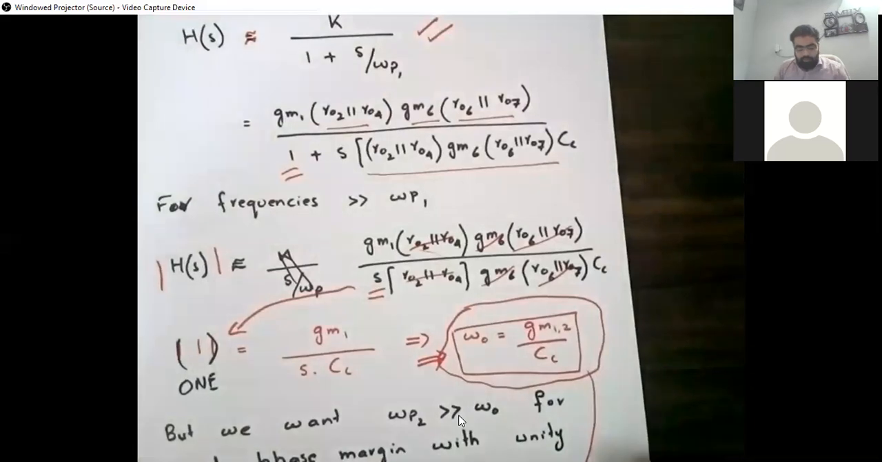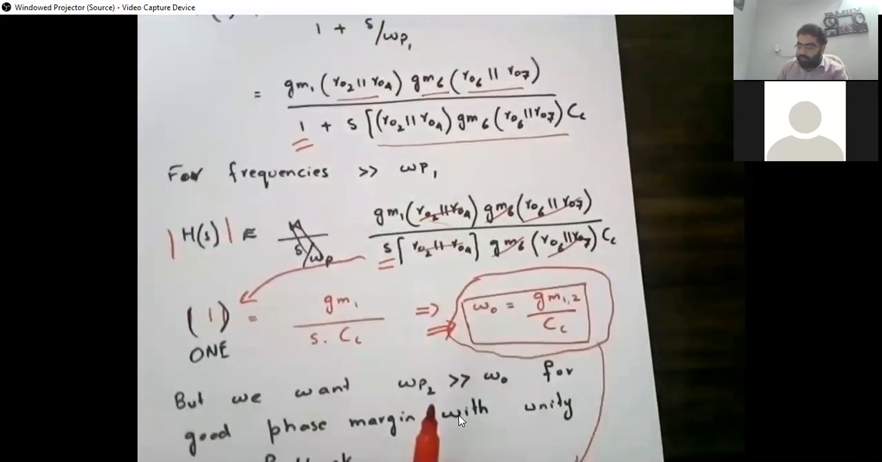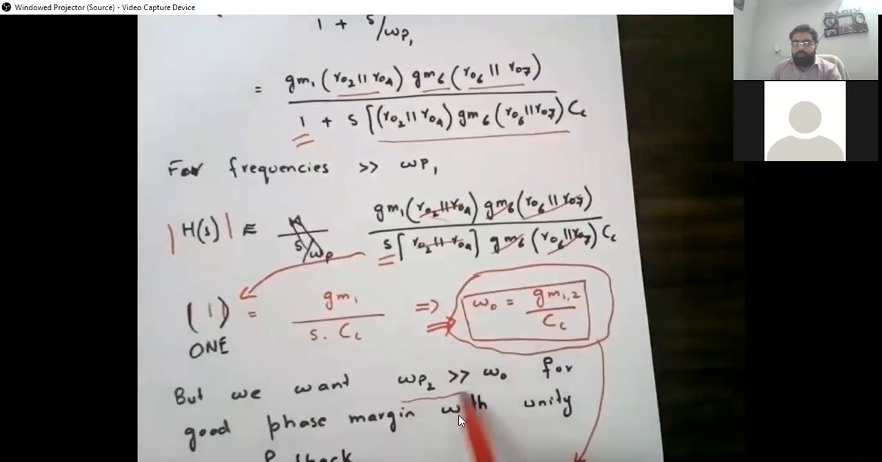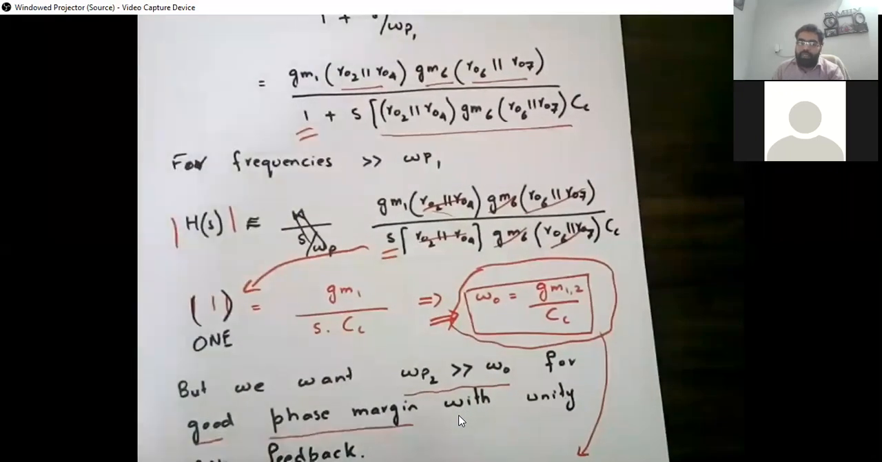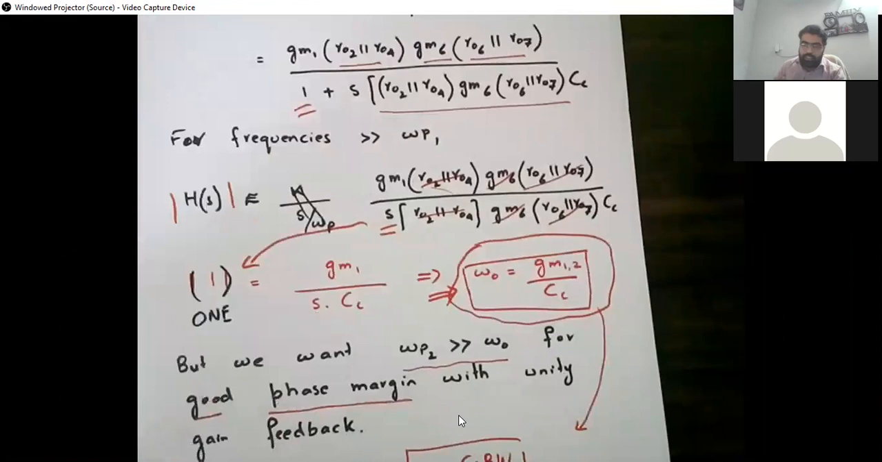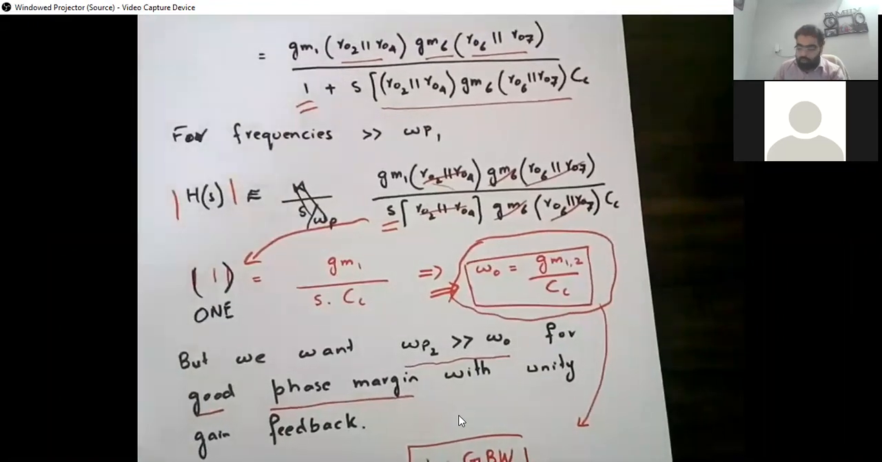But we found the expression of omega naught, but our main concern was what? We need to make sure omega P2 should be very much bigger than omega naught for a good phase margin, which was the main intuition of putting the compensation capacitor. So even if we don't achieve this thing, we have to do something more. But that's why first we need to check, are we meeting the requirement of omega P2 very much greater than omega naught?